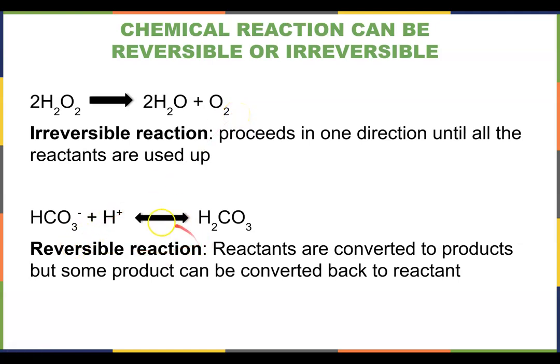A reversible reaction has an arrow going both directions, and this is a reaction that reaches equilibrium. So we're not going to use up all of the reactants or all of the products. They're going to reach a state that the living thing is happy with, or equilibrium.